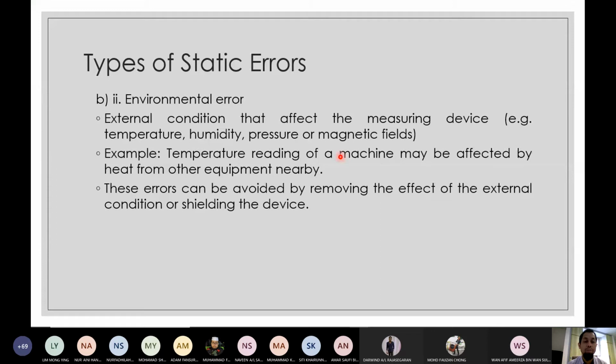Okay, another type of systematic error is coming from environmental error. So external conditions that affect the measuring device. Okay, this is the example that I gave just now. Temperature reading of a machine may be affected by heat from other equipment nearby. And these errors can be avoided by removing the effect of the external condition or shielding the device.